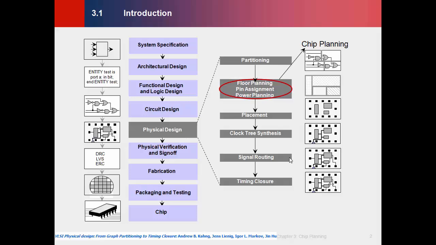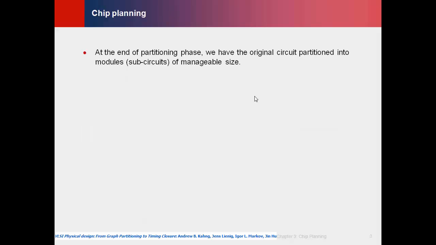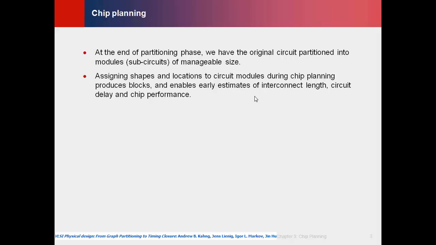So this is the physical design flow. We have partitioning, and then floor planning, pin assignment, power planning, placement, and then routing. In some books, especially modern books, the phases of floor planning, pin assignment, and power planning are called together chip planning. So chip planning and floor planning mean the same. It's just that some books specify pin assignment as a separate phase, and some books club it with floor planning and call it chip planning.